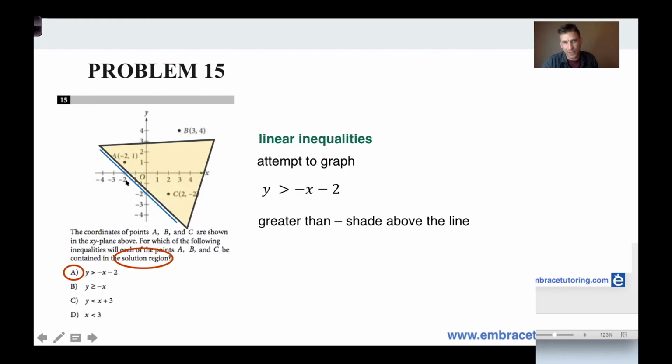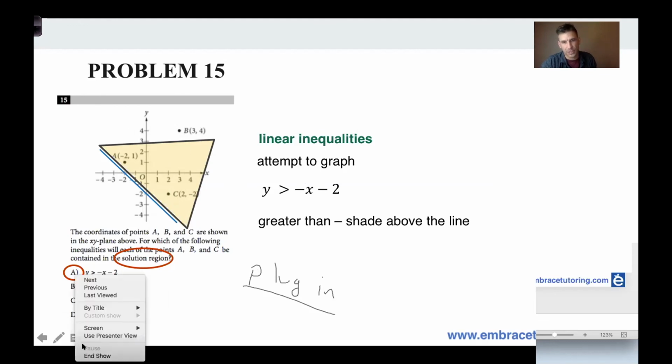So if you plug these in, I guarantee you A is going to work, right? If you get stuck and maybe you're unsure of how to do linear inequalities, then what I would also encourage you to do is to plug them in as you test these. That way it makes it a little bit easier.